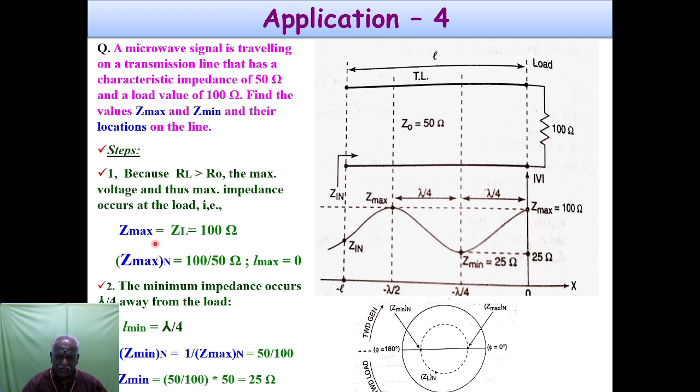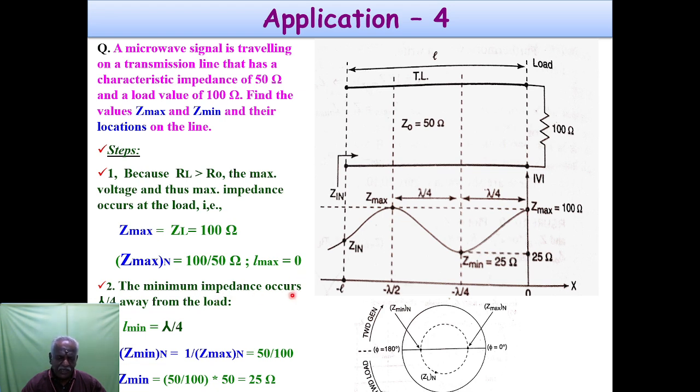Okay, so maximum impedance occurs at the load point itself. So Z maximum normalized is equal to 100 by 50, that is equal to 2. Similarly, what is L maximum? L maximum is the distance from the load to the maximum point. Since the maximum appears at the load itself, L maximum is equal to 0.